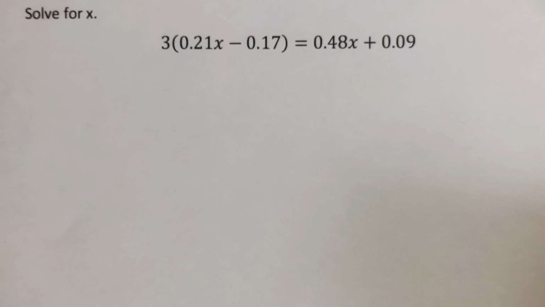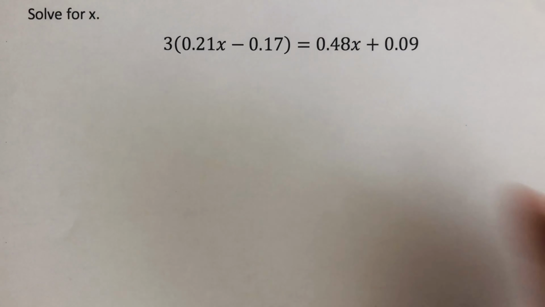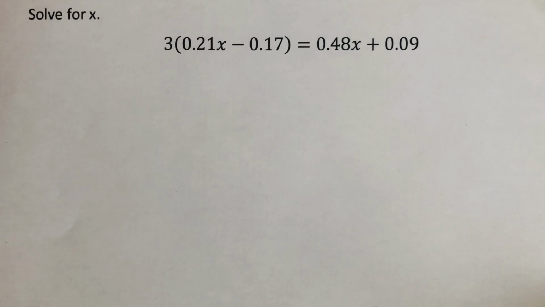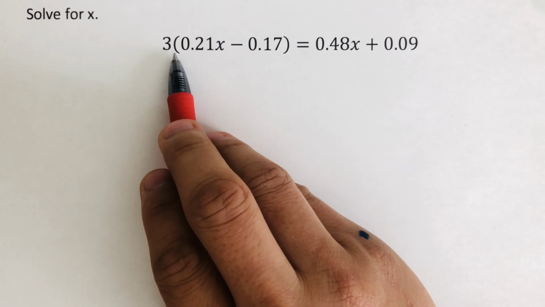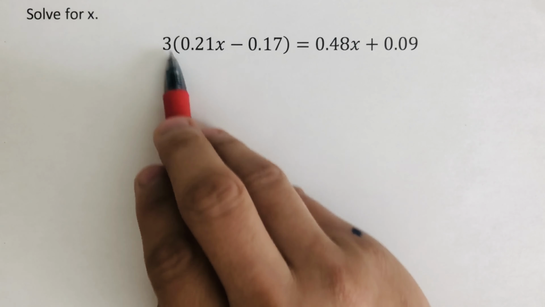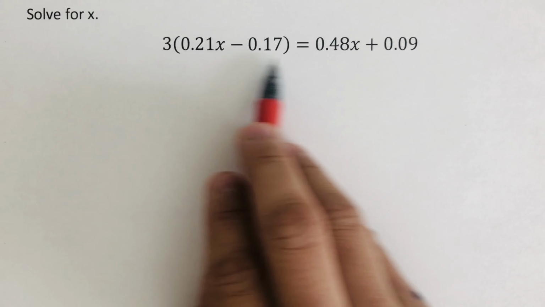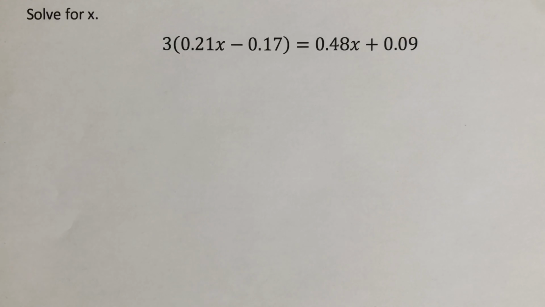Now what's going to happen if we have parentheses in the problem and then we have decimals? It's like a combination. So the first thing that we are going to do is to distribute the 3 first. We want this left side of the equation to be cleared of all the parentheses.